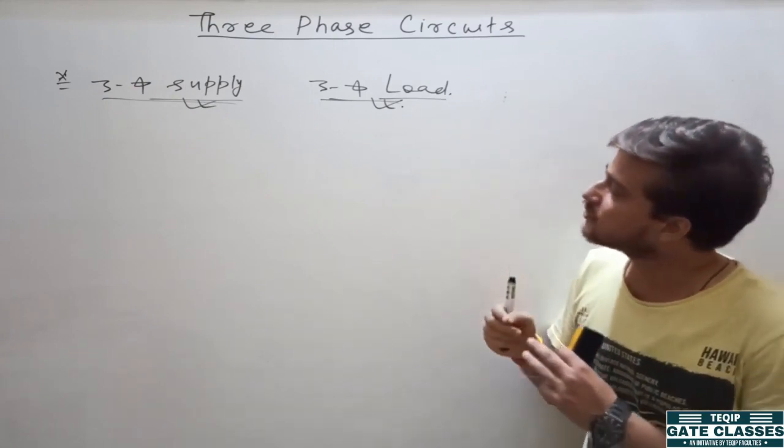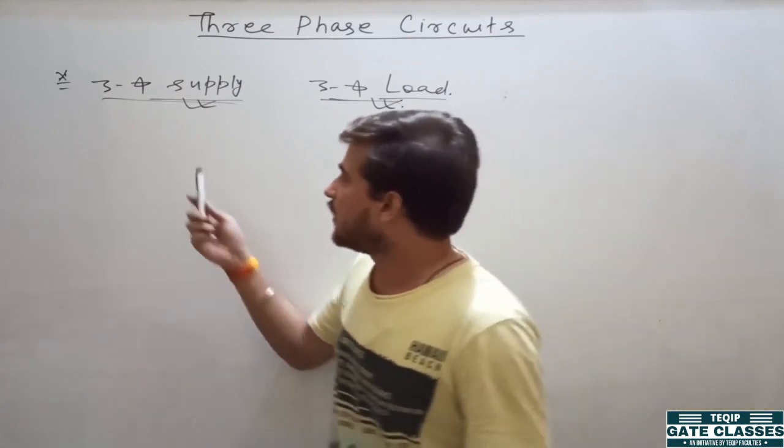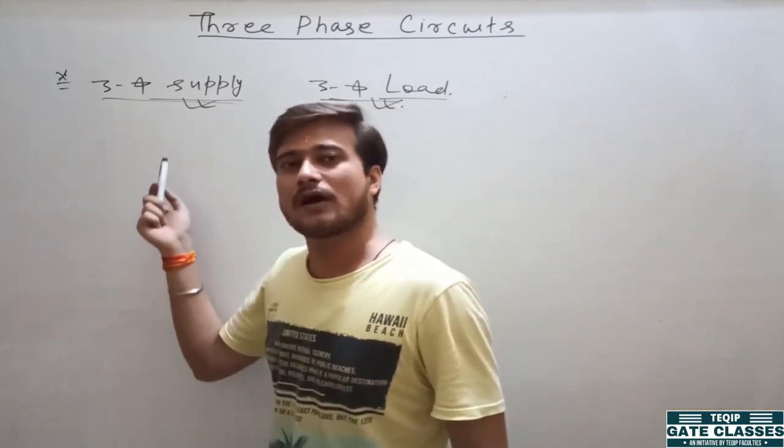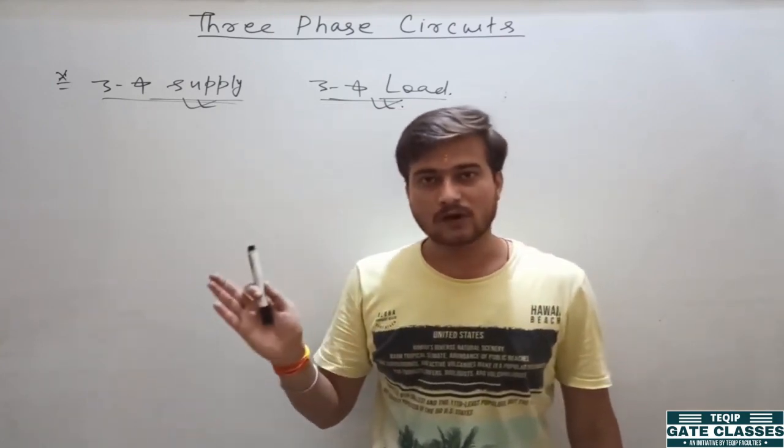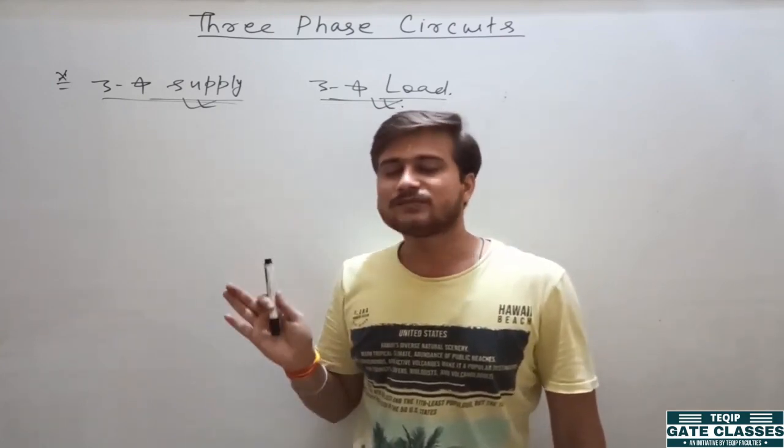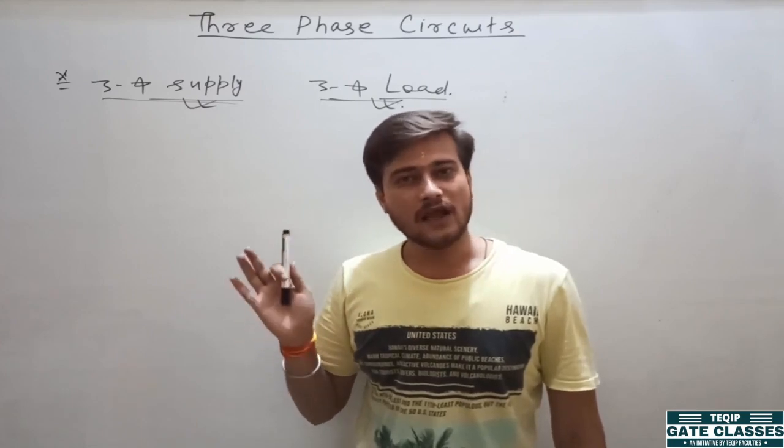So how will these two things be balanced? Here you see you are having magnitude, you are having angle. So magnitude of all the voltages should be equal and they must be separated 120 degree apart.